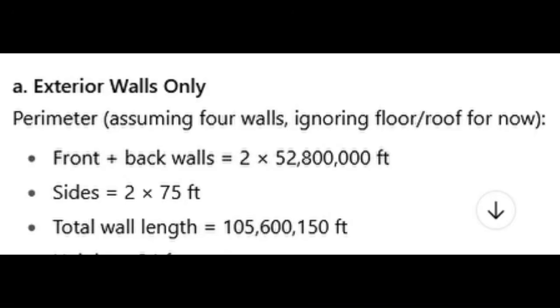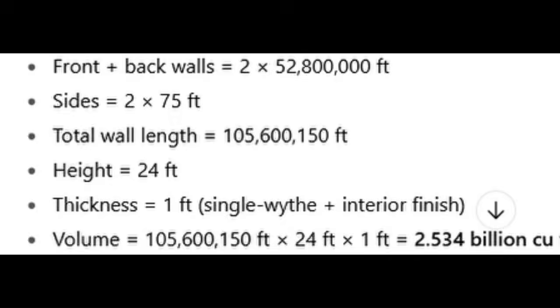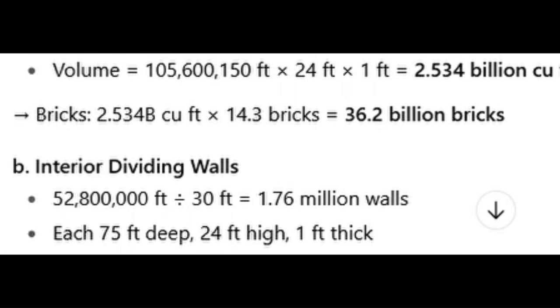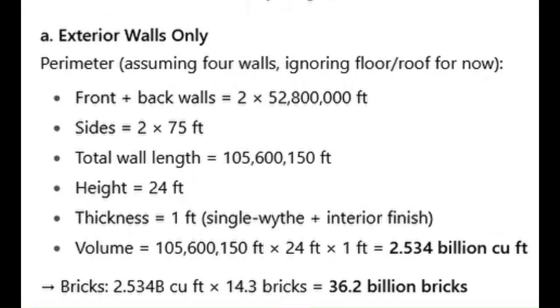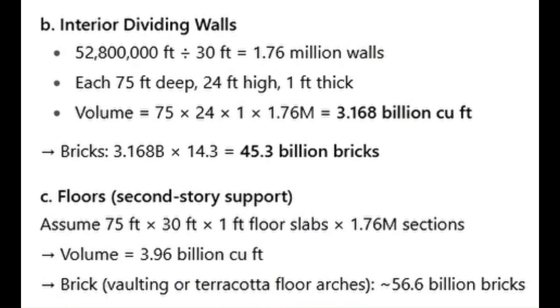A. Exterior walls only, perimeter, assuming 4 walls, ignoring floor and roof for now. Front plus back walls equals 2 times 52,800,000 feet. Sides equals 2 times 75 feet. Total wall length equals 105,600,000 plus 150 feet. Height equals 24 feet. Thickness equals 1 foot. Single width plus interior finish. Volume equals 105,600,150 feet times 24 feet times 1 foot equals 2.534 billion cubic feet. Bricks: 2.534 billion cubic feet times 14.3 bricks equals 36.2 billion bricks. And now B. Interior dividing walls: 52,800,000 feet divided by 30 feet equals 1.76 million walls. Each 75 feet deep, 24 feet high, 1 foot thick.